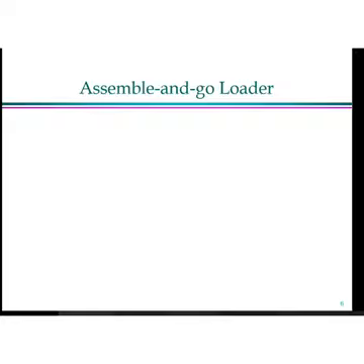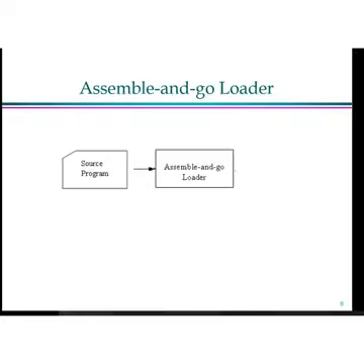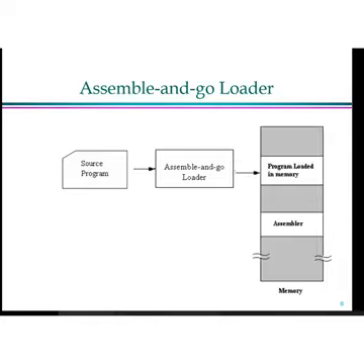First assemble and then load it. So the source program is given to your translator. The translator is the assembler. That's why the name is given assemble and go loader. So this loader will take your source program, which is the assembly program as input, translate it, and the translated code is directly transferred to your main memory area.